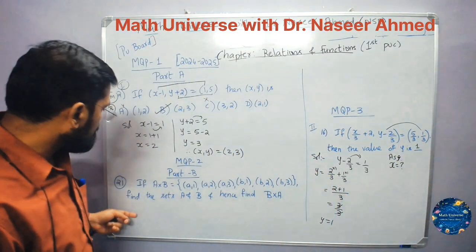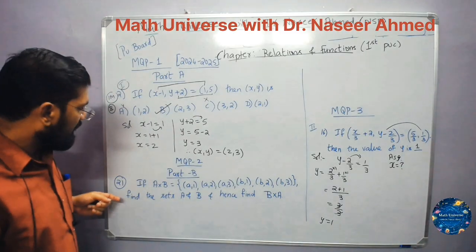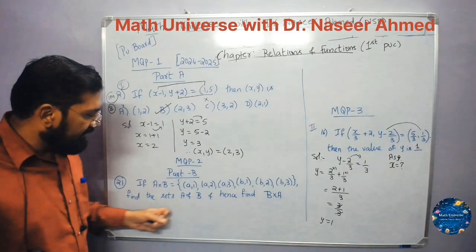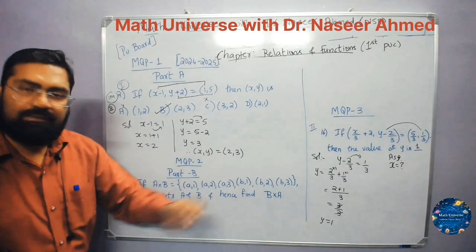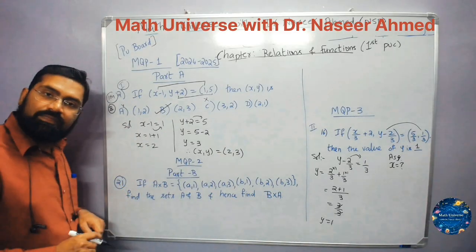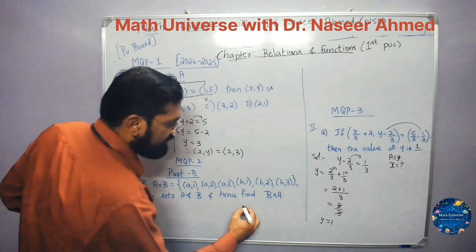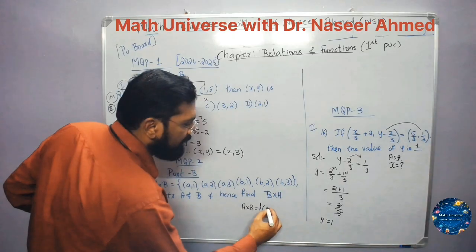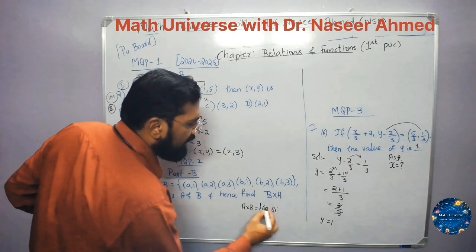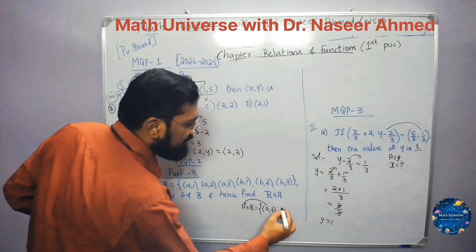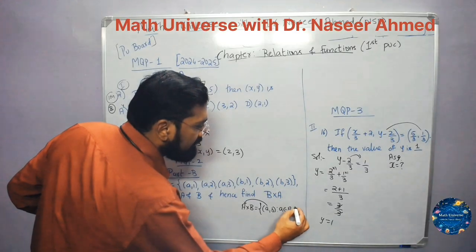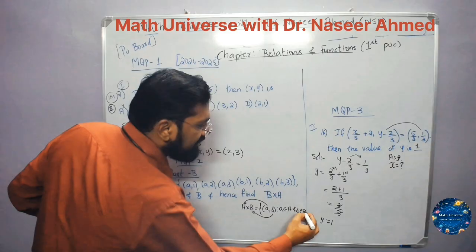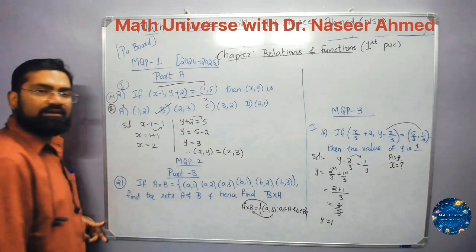Now let us come to model question paper number 2, question number 21. It says if A cross B is given, then find both sets A and B and then find B cross A. Now comes the concept we discussed in Cartesian product: A cross B is the set of all ordered pairs (a, b) such that the first element a will come from the first set and the second element b will come from the second set. So having this information, let us try to solve it.